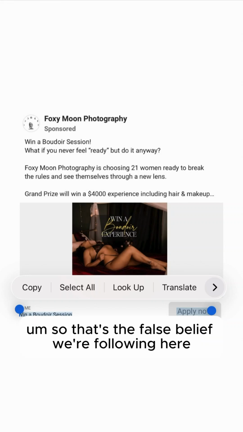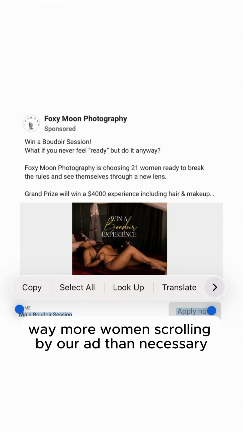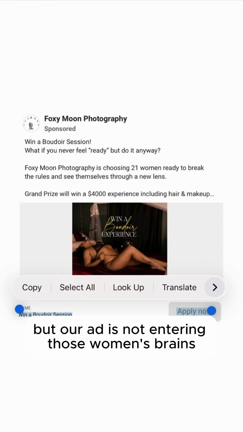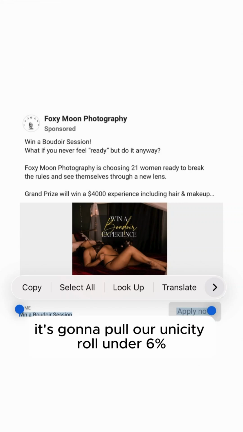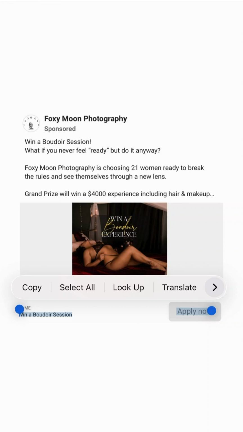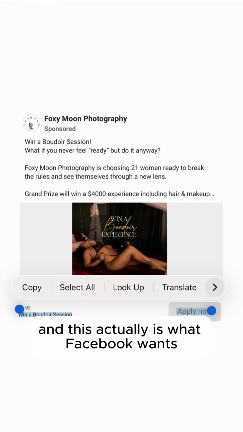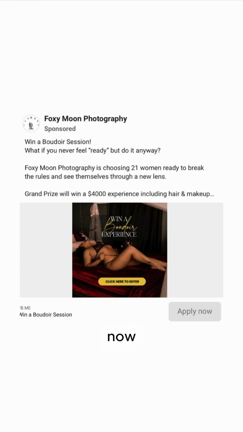So it's the false belief we're following here. And the consequence of this: way more women scrolling by our ad than necessary. So we're paying for that impression, but our ad is not entering those women's brains. It's going to pull our unique CTR all under 6%, higher chance of causing BLCS. And this actually is what Facebook wants, because Facebook can serve more ad spend per unit time.